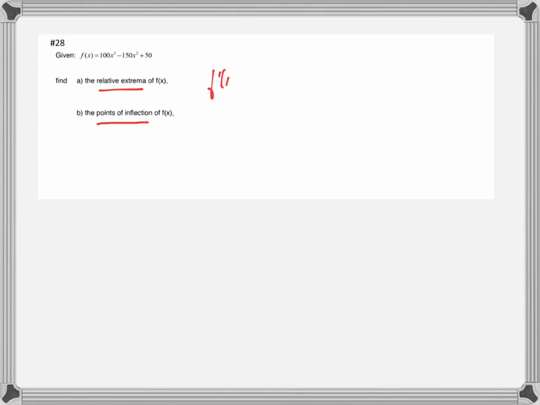So f prime of x would be 300x squared minus 300x. So we set that equal to 0, so we'll take out a 300x, and we get x minus 1. So you get critical points of 0 and 1. I put 0 and 0, 0 and 1.